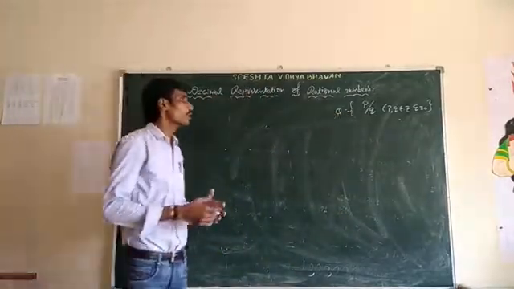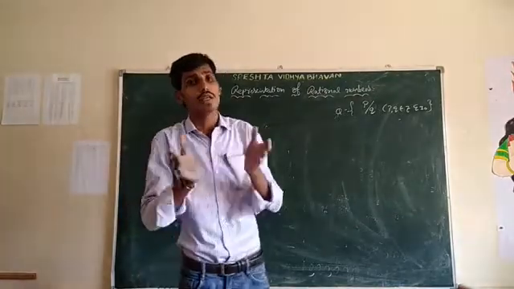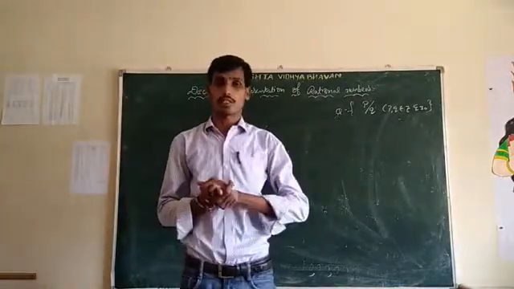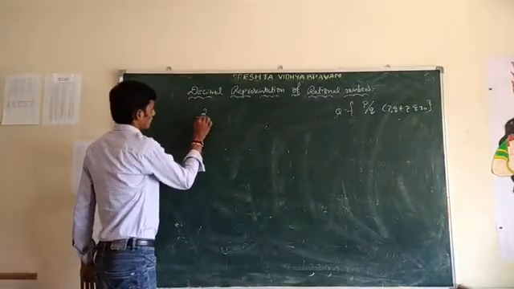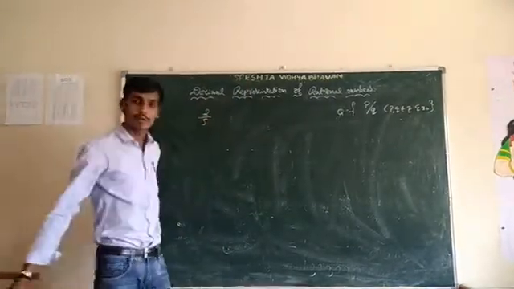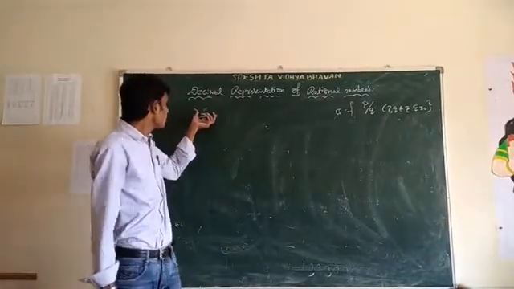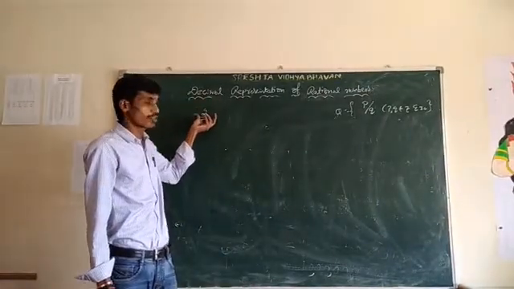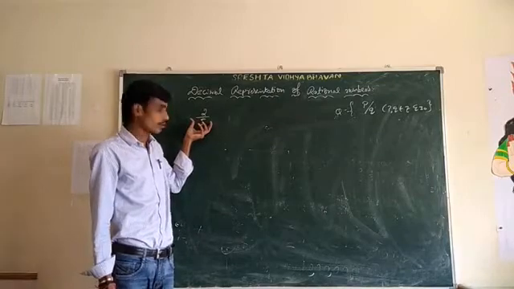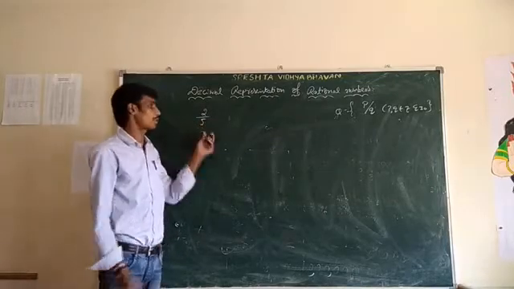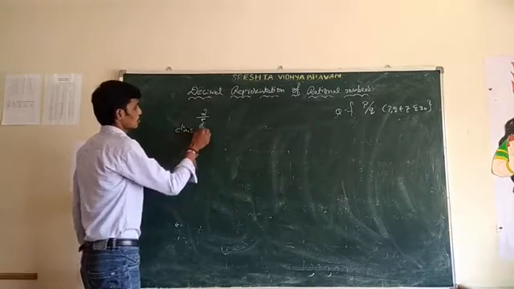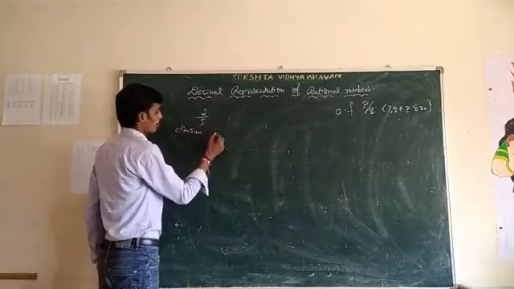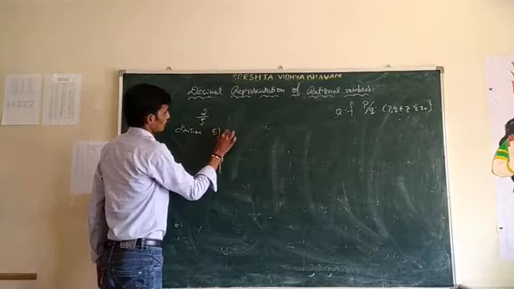So how do we represent rational numbers in decimal representation? For example, take 2 by 5. So how can you find the decimal representation of a rational number? By using the division method. So here, 2 divided by 5, that means using division.